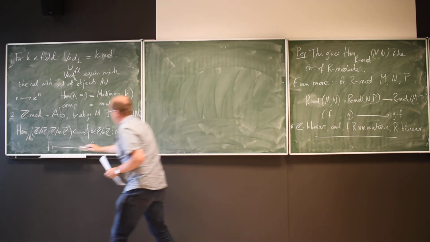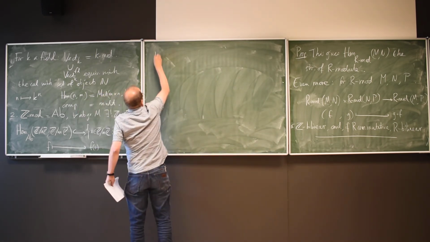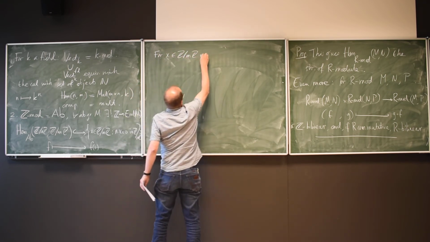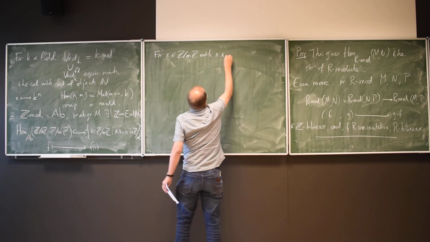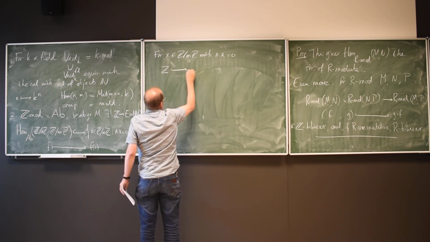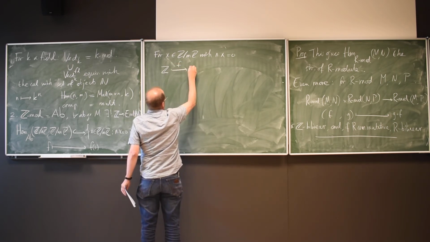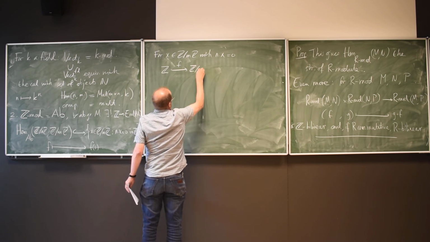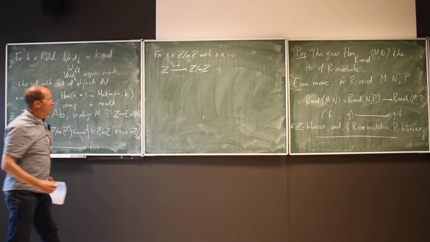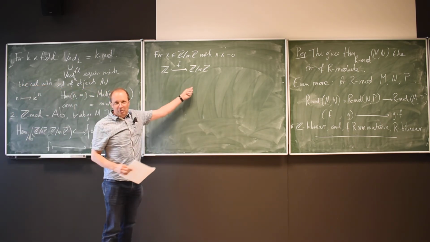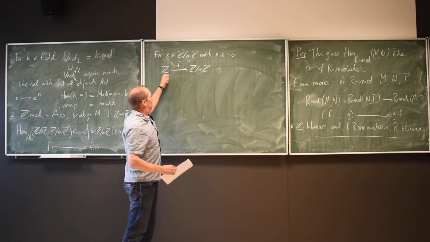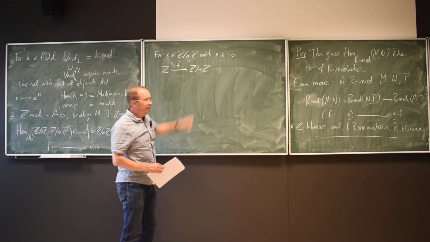So for x in Z mod MZ with n times x equal to 0, I do have a homomorphism, say f, from here. Yeah, there was a bit of talk of initial object, right? Z is the initial object in the category of rings, and this module also happens to be a ring. So there is a unique f that is a morphism of rings here.